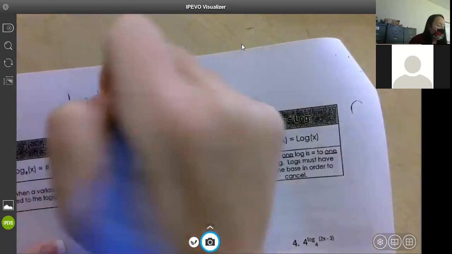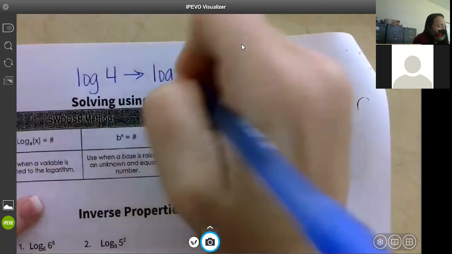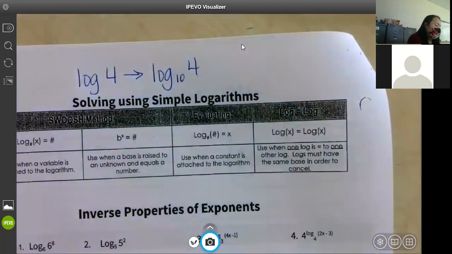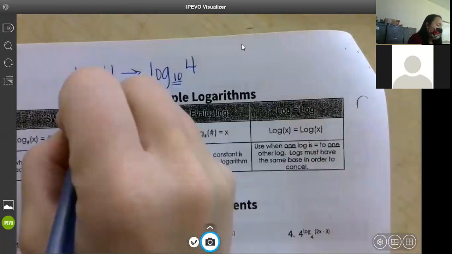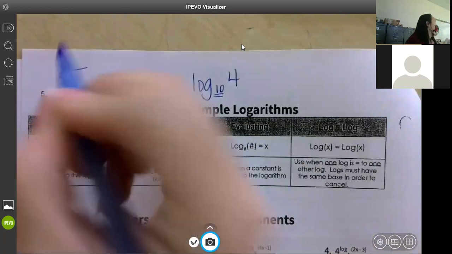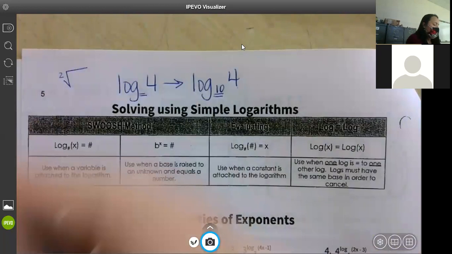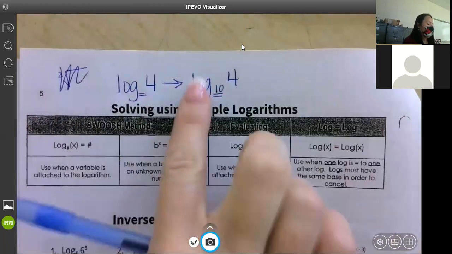If they give you just log 4, it's actually log base 10 of 4. This is what you need to know if they don't put it. It's the same thing as if I give you square root, you know that there's a 2 here, but we don't put the 2 there. Make sense? Same thing. So again, if it's log 4, it's log base 10 of 4.